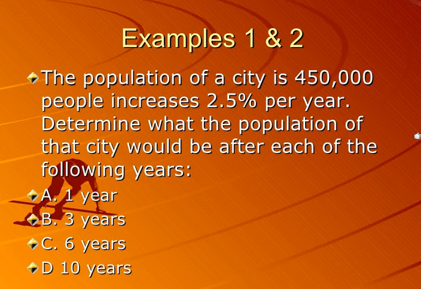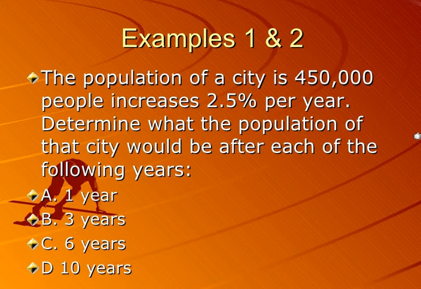Now, let's take this example: the population of a city is 450,000 people and increases 2.5% per year, which means they are increasing yearly by this rate. Determine what the population of the city would be after each of the following years. Since we are talking about population and its increase, we are talking about growth, an exponential function.